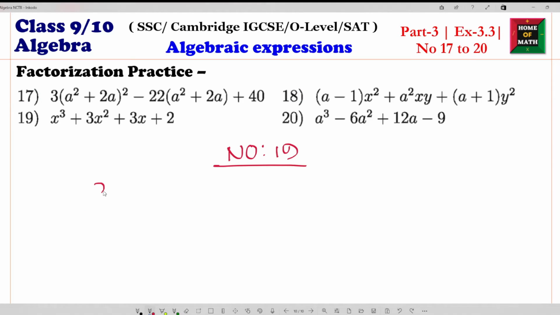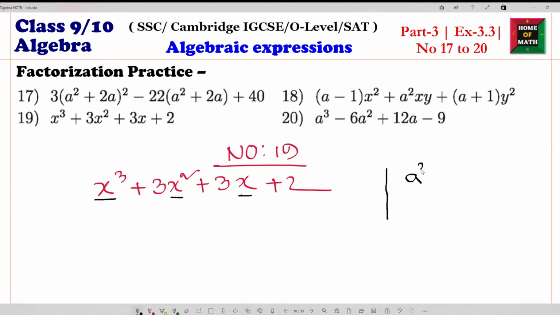Number 19: x³ + 3x² + 3x + 2. So this one, look, here is an x³, here is an x², and here is x. It's looking like a³ + 3a²b + 3ab² + b³. How?